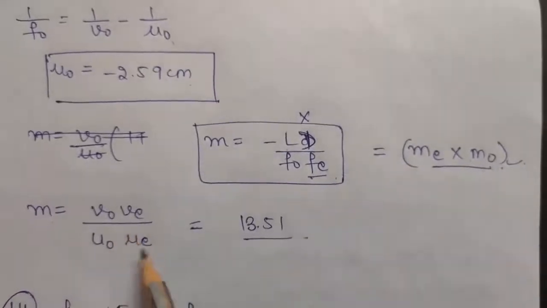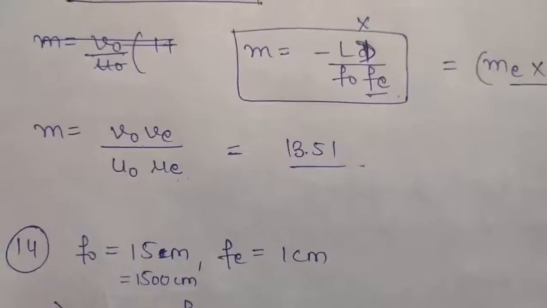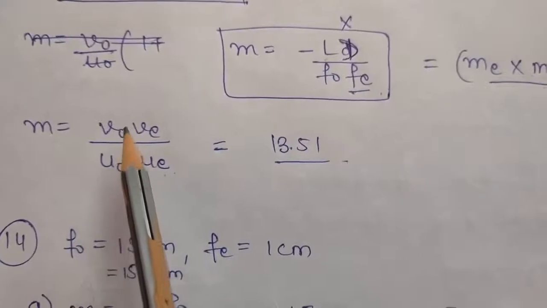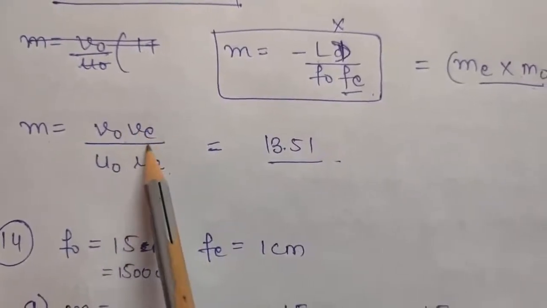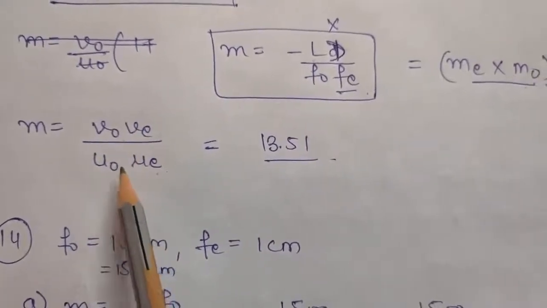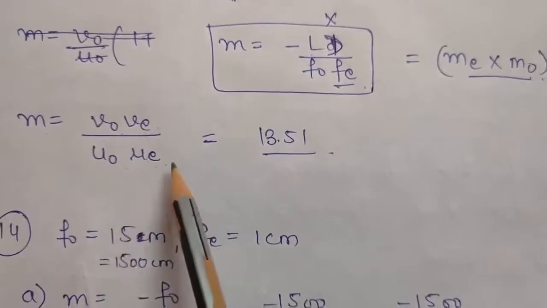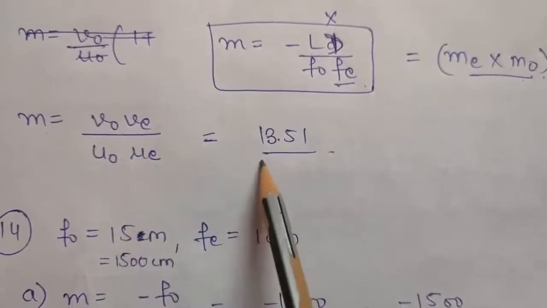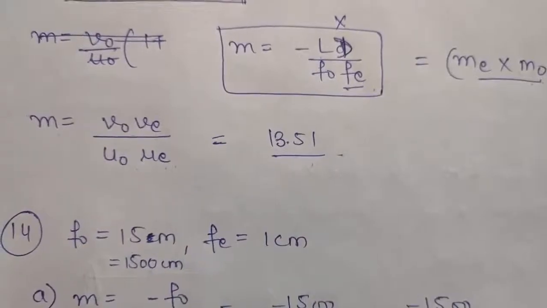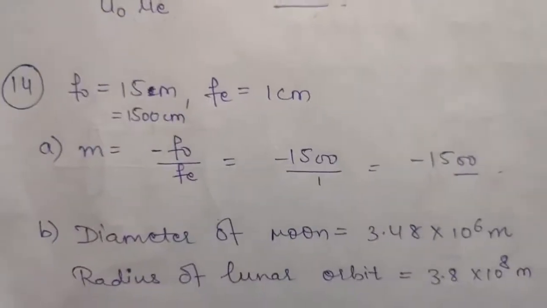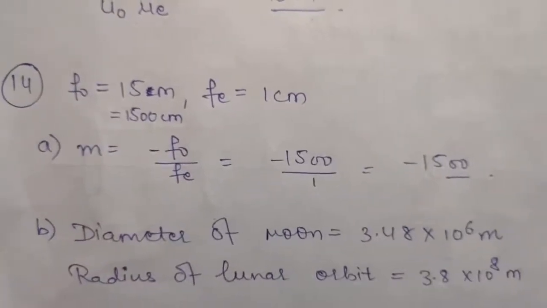Now you know all the values. So just put the value of V0 to be 8.75, VE to be 25, U0 to be 2.59 and UE to be 6.25. So you will get the answer to be 13.55. Okay, so the next is question number 14.